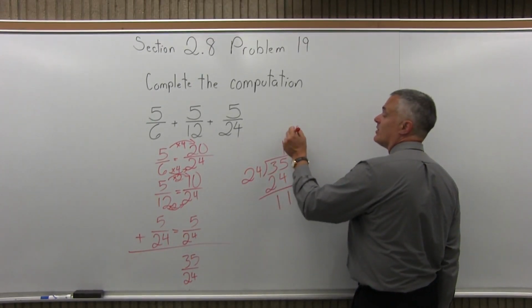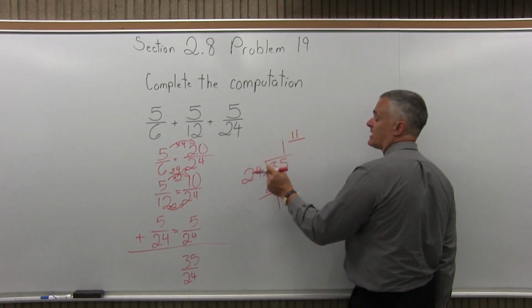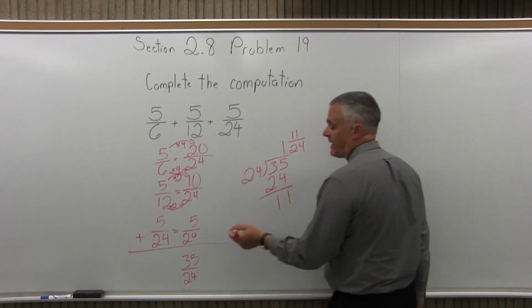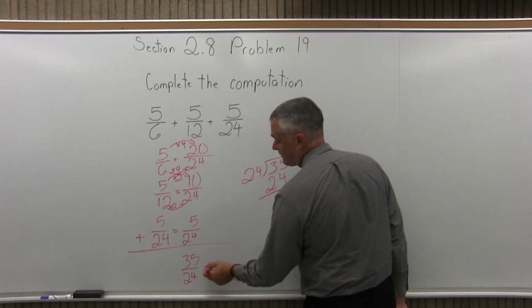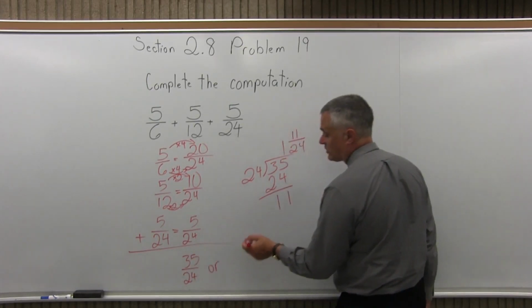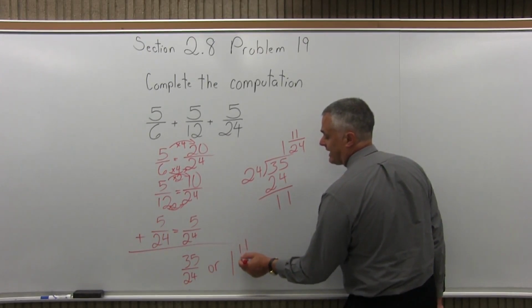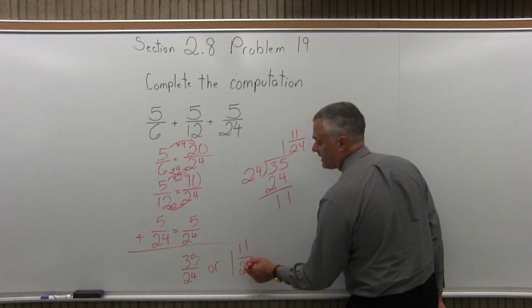So the remainder becomes the numerator of the fraction, and the denominator of 24 stays the same. So my answer can be written as 35 over 24. That is the answer. Or if you prefer the other form, it would be 1 and 11 over 24.